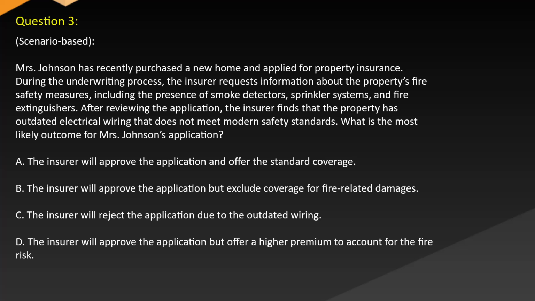Johnson's application? A. The insurer will approve the application and offer the standard coverage. B. The insurer will approve the application but exclude coverage for fire-related damages. C. The insurer will reject the application due to the outdated wiring. D. The insurer will approve the application but offer a higher premium to account for the fire risk.